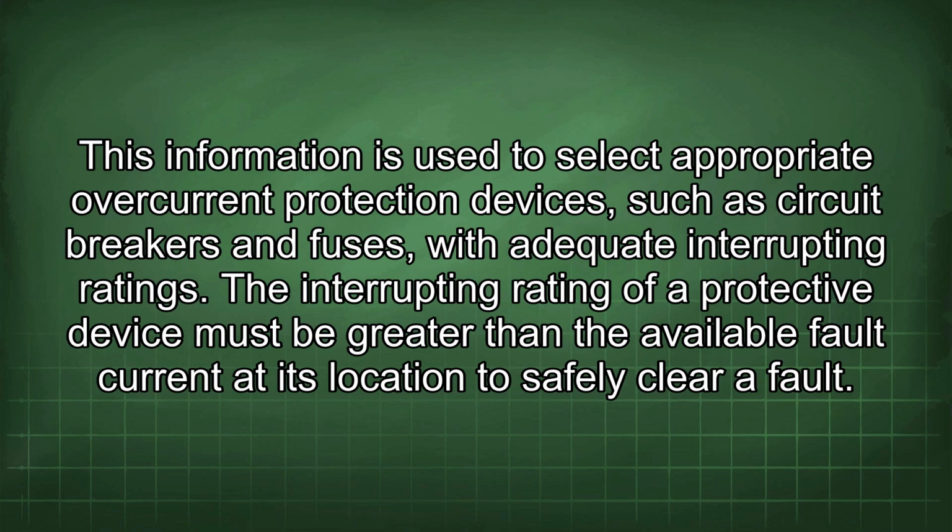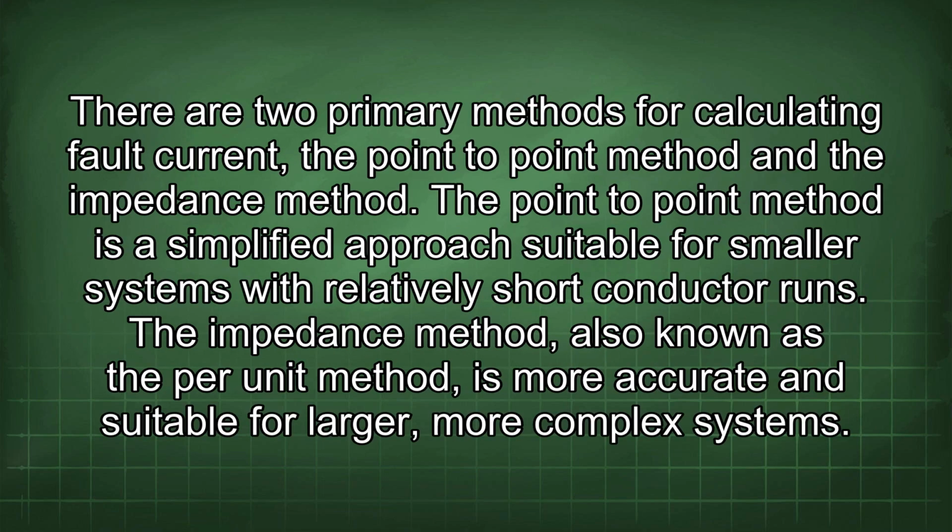clear a fault. There are two primary methods for calculating fault current, the point-to-point method and the impedance method. The point-to-point method is a simplified approach suitable for smaller systems with relatively short conductor runs. The impedance method, also known as the per-unit method, is more accurate and suitable for larger, more complex systems.